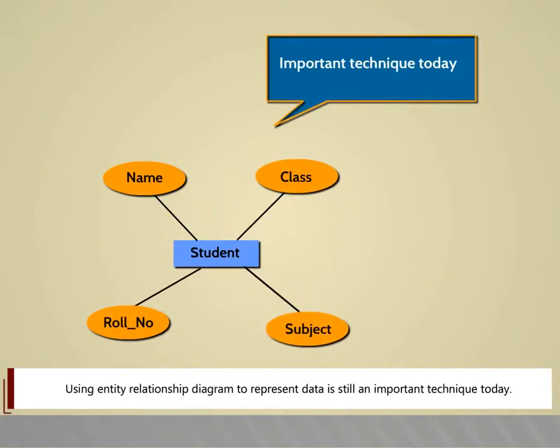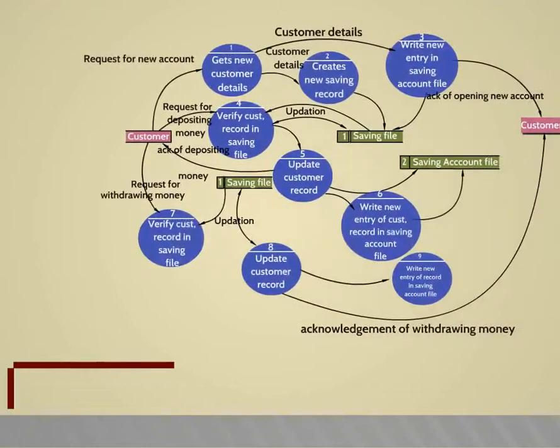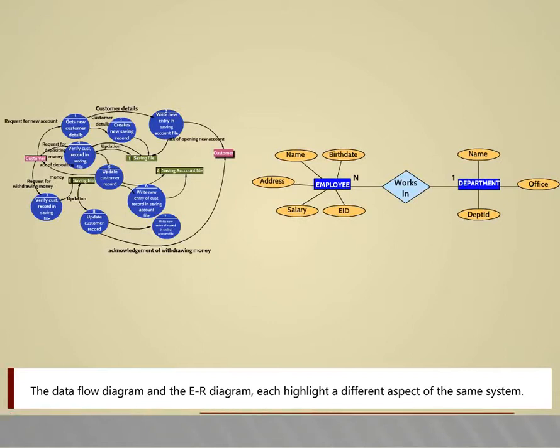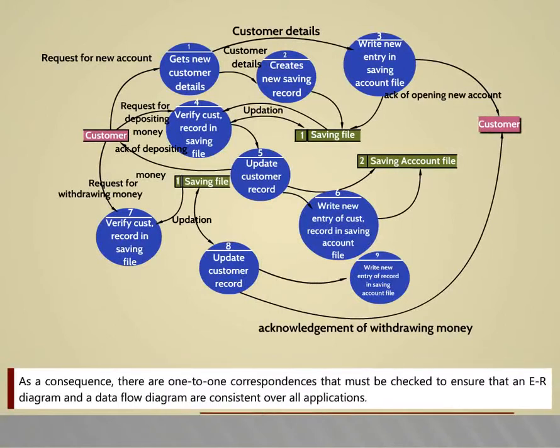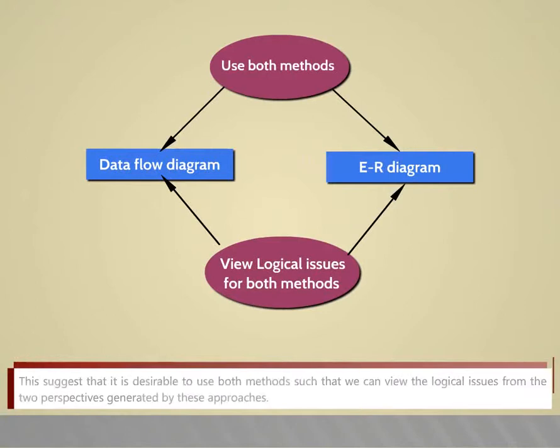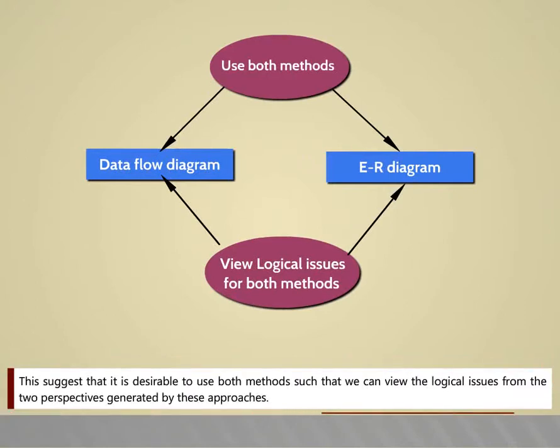Using entity relationship diagrams to represent data is still an important technique today. The data flow diagram and the ER diagram each highlight a different aspect of the same system. As a consequence, there are one-to-one correspondences that must be checked to ensure that an ER diagram and a data flow diagram are consistent over all applications. This suggests that it is desirable to use both methods such that we can view the logical issues from the two perspectives generated by these approaches.